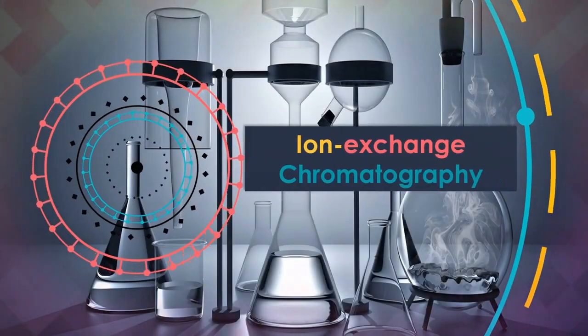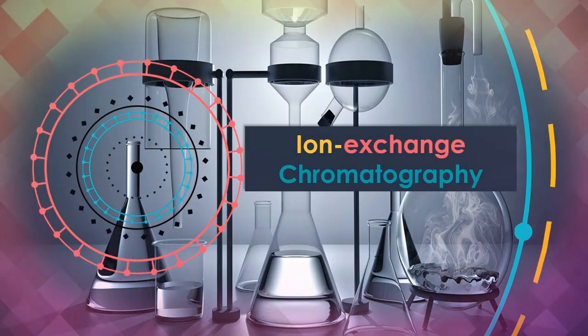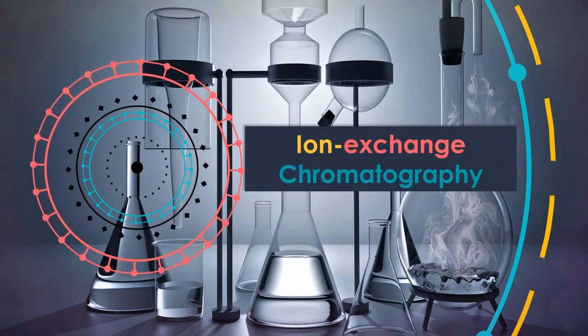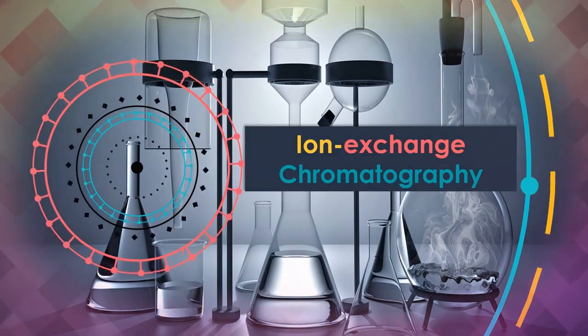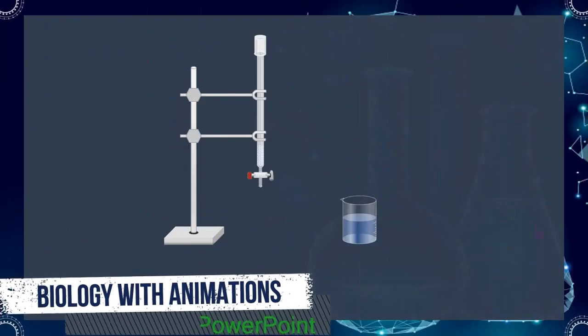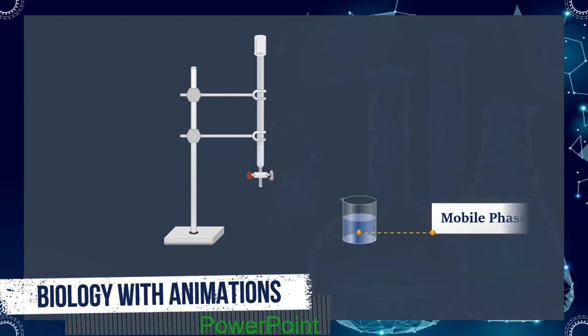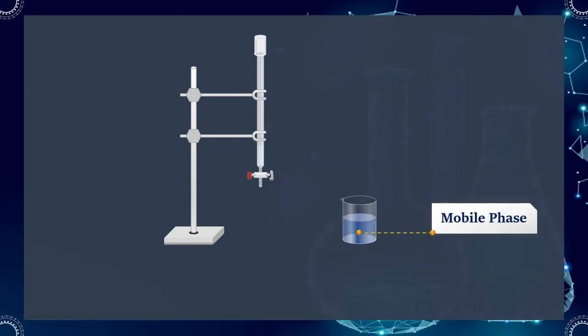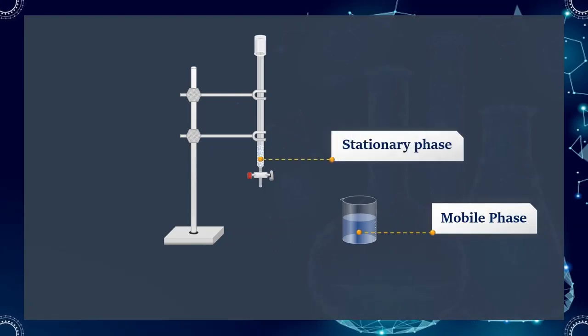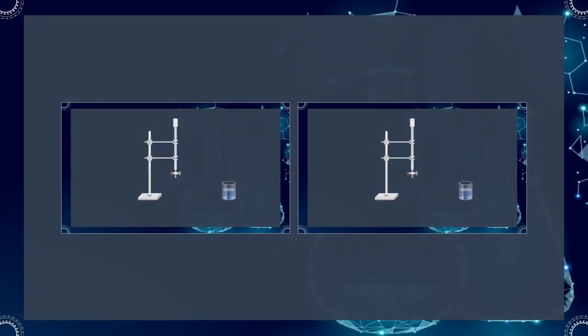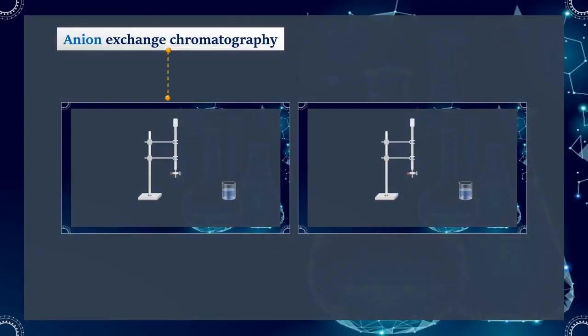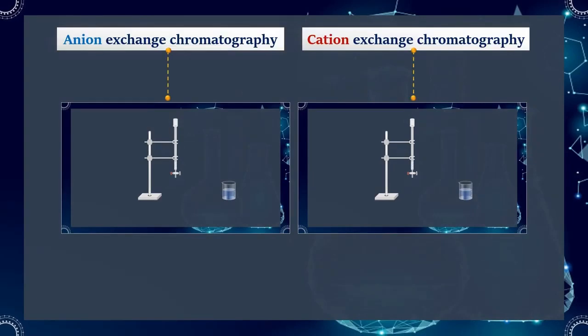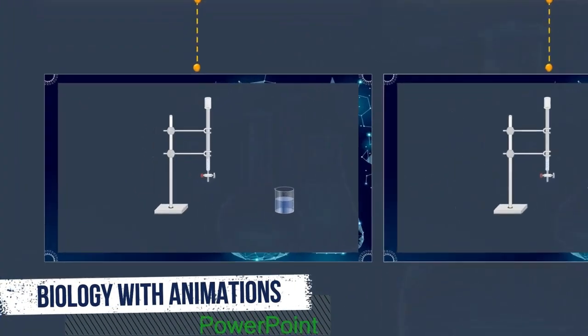Alright, so ion exchange chromatography is a chromatographic process that allows the separation of ions and polar molecules based on their charge, as well as other forms of chromatography. In ion exchange chromatography, there is a mobile phase, which generally consists of a buffer solution, and a stationary phase, which consists of a matrix that contains charged ionizable functional groups. This type of chromatography is subdivided into anion exchange chromatography and cation exchange chromatography.